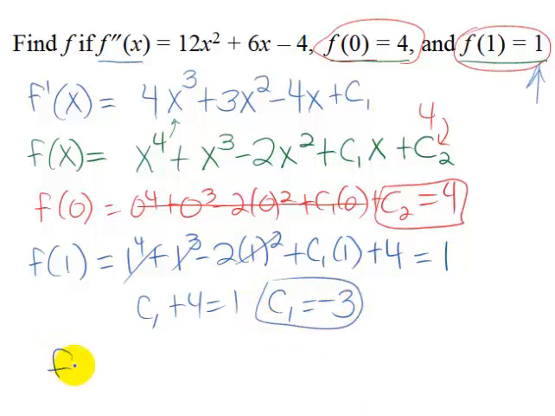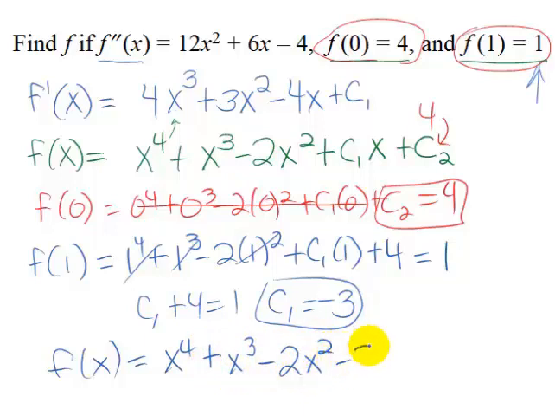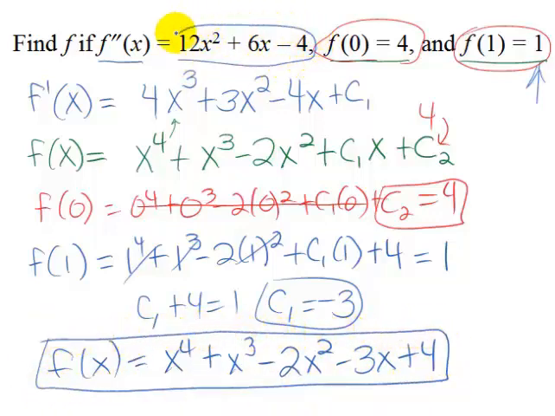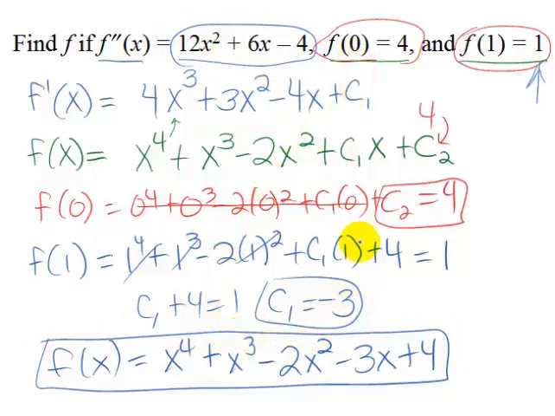Now we're ready to find our function then. It's just the function we had, but putting in the constants that we found. So it's x to the 4th plus x to the 3rd minus 2x to the 2nd minus 3x plus 4. And we could take a quick derivative of that, 2 of those in fact, to make sure we ended up here. And we could also make sure, I mean, that's how we found those constants, but that if we evaluate it at 0, we get 4, which we do, and if we evaluate it at 1, we get 1, which we do.